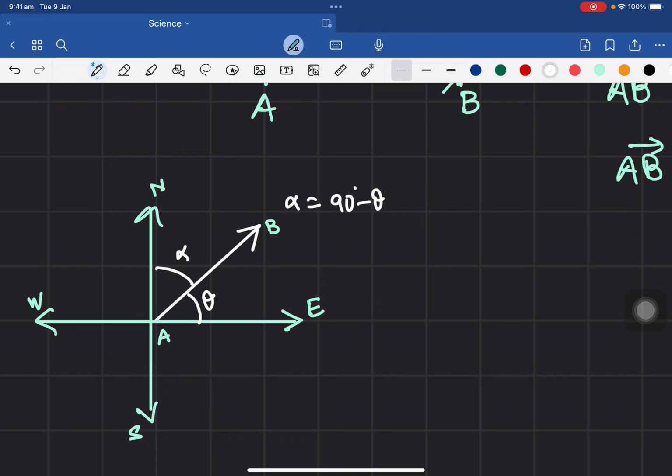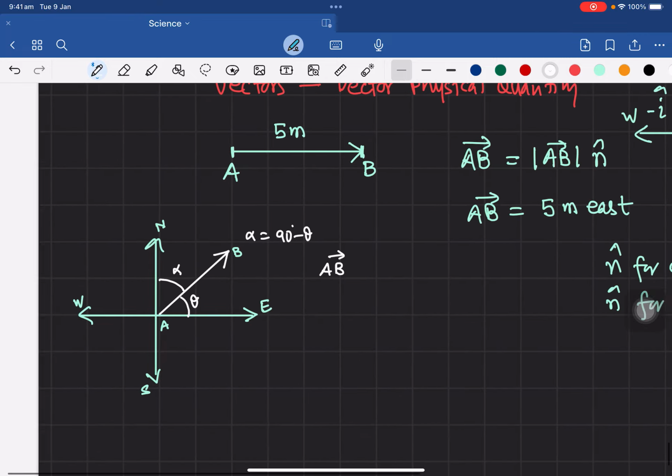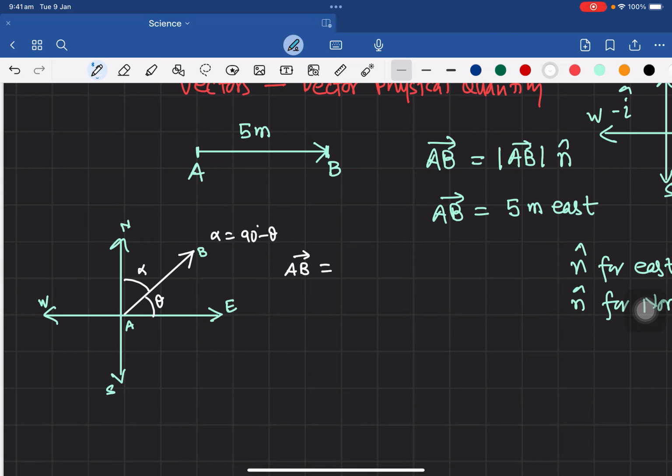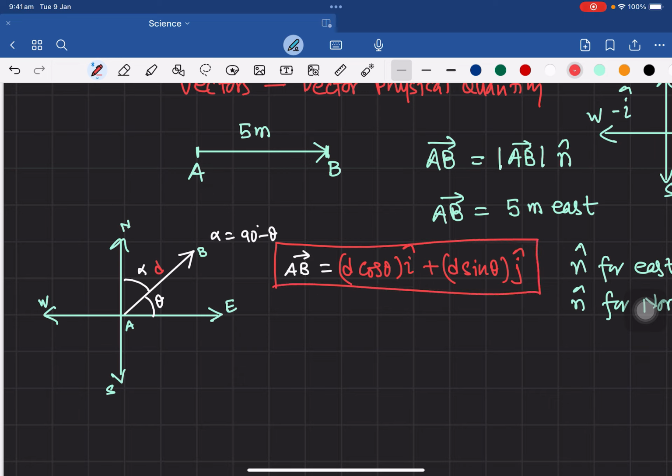Now if this vector is AB, yesterday we did an exercise where we saw this equals, if the length of this vector is, let's suppose, d, you can write this as d cos theta i cap plus d sin theta j cap. So this is the formula you should know.